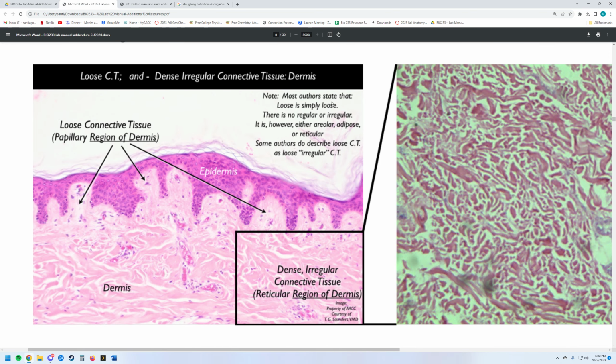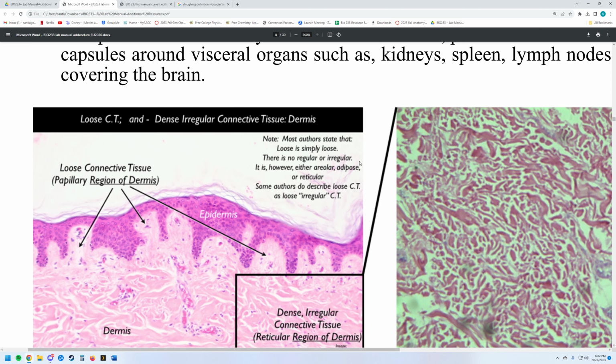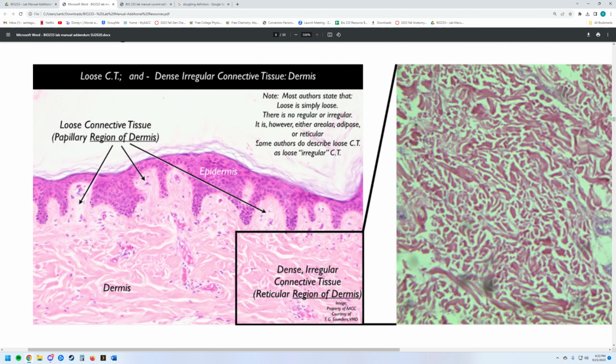Most authors state that loose is simply loose. There's no regular or irregular. It is, however, either areolar, adipose, or reticular. Some authors do describe loose connective tissue as loose irregular connective tissue. Okay. Just dropped the bomb on my brain.